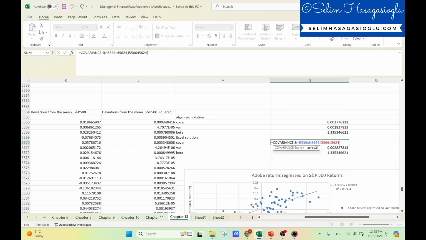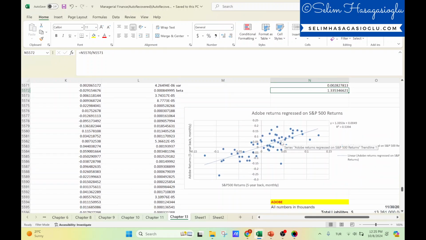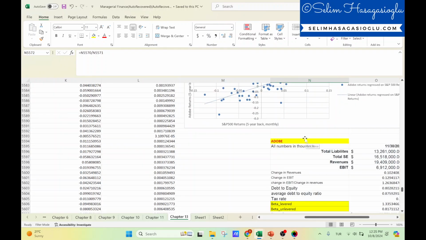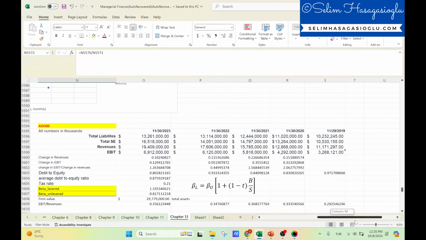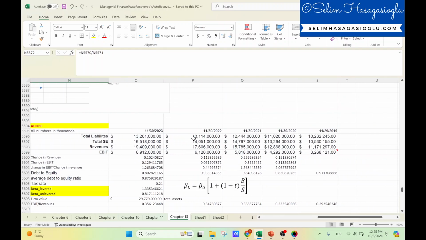Or you can just use the sample Excel functions for covariance and variance. You should be getting the same numbers. And of course, beta will be covariance divided by the variance. Or you can just create this plot and do the linear regression; the slope of this linear curve should be the equity or levered beta of Adobe. And again, we will be completing the same steps as we did before for Salesforce.